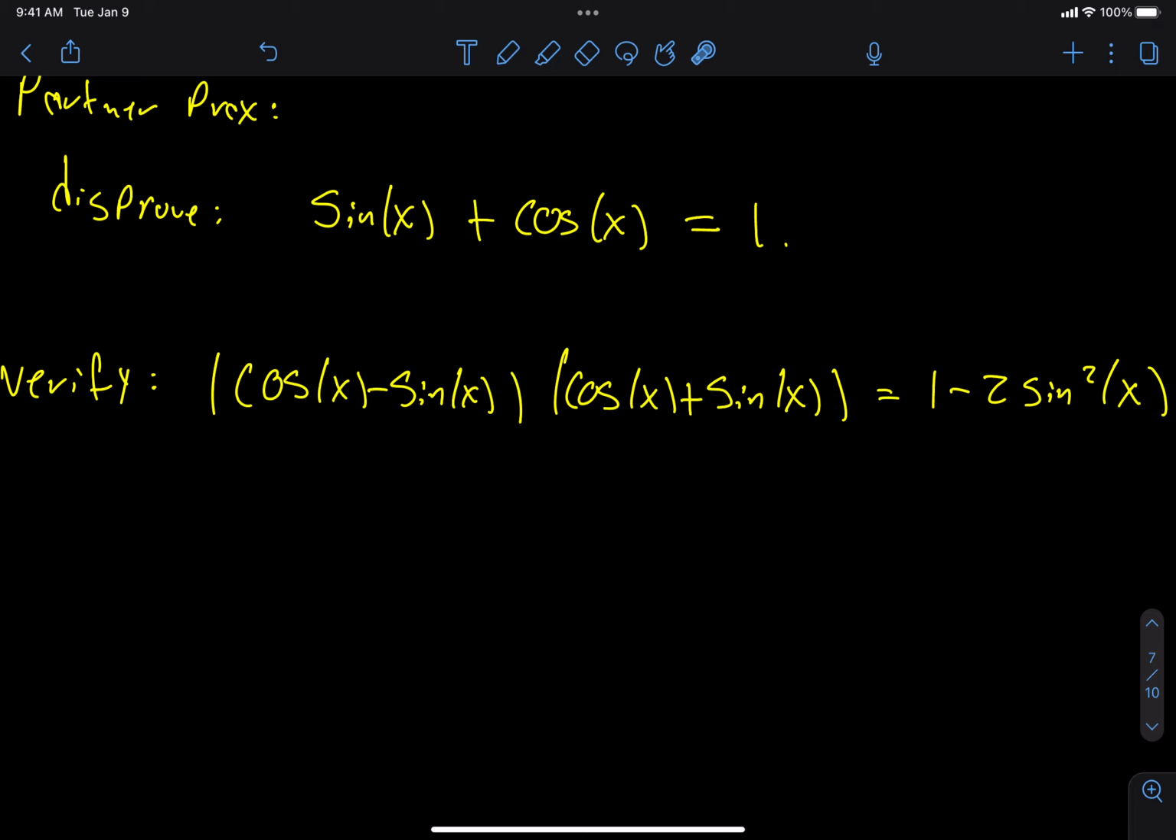So what method do we use to try to simplify? Maybe I start on the left hand side. Is there anything you can do to rewrite the left hand side?